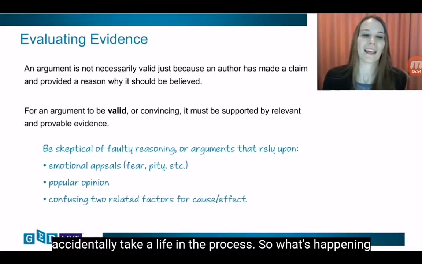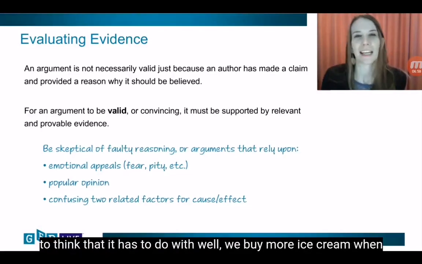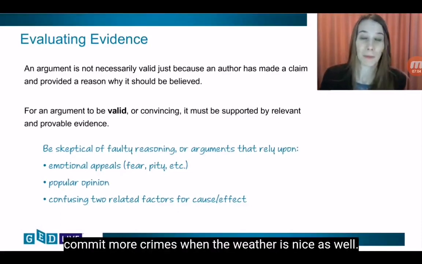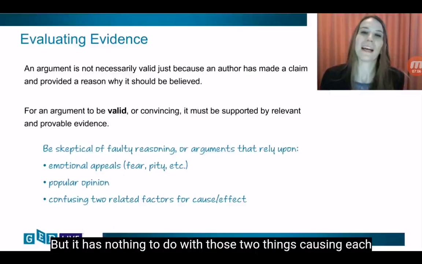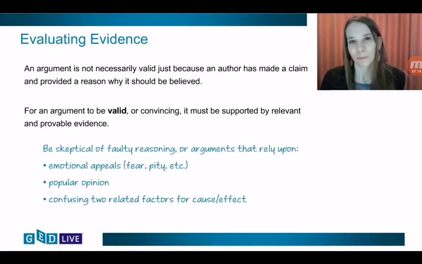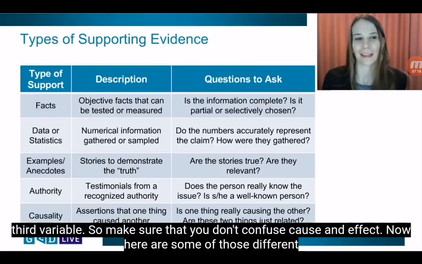So what's happening then is there's some other related factor. In this case, they tend to think that it has to do with, well, we buy more ice cream when the weather is nice. People apparently just go outside and commit more crimes when the weather is nice as well. But it has nothing to do with those two things causing each other. They just happen to be correlated by some other third variable. So make sure that you don't confuse cause and effect.